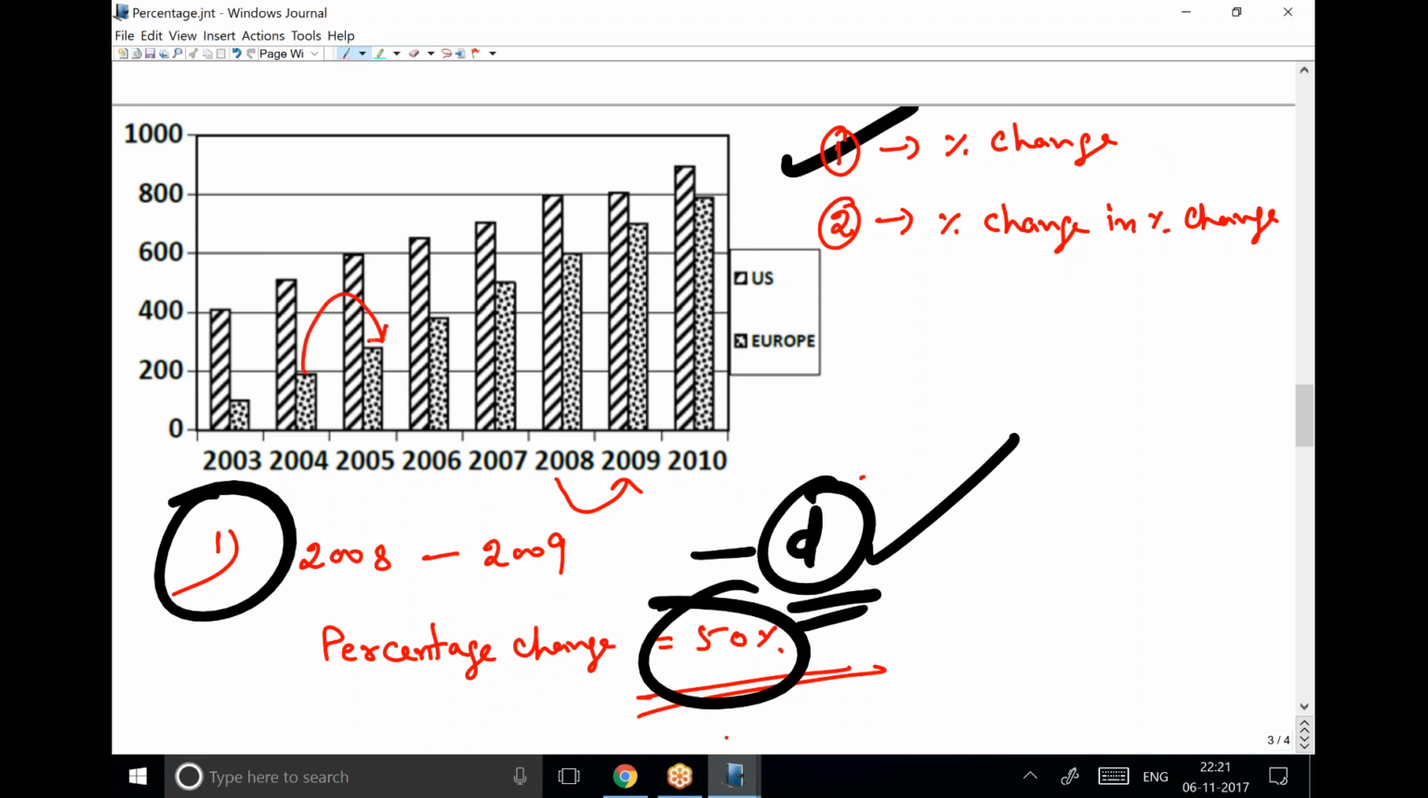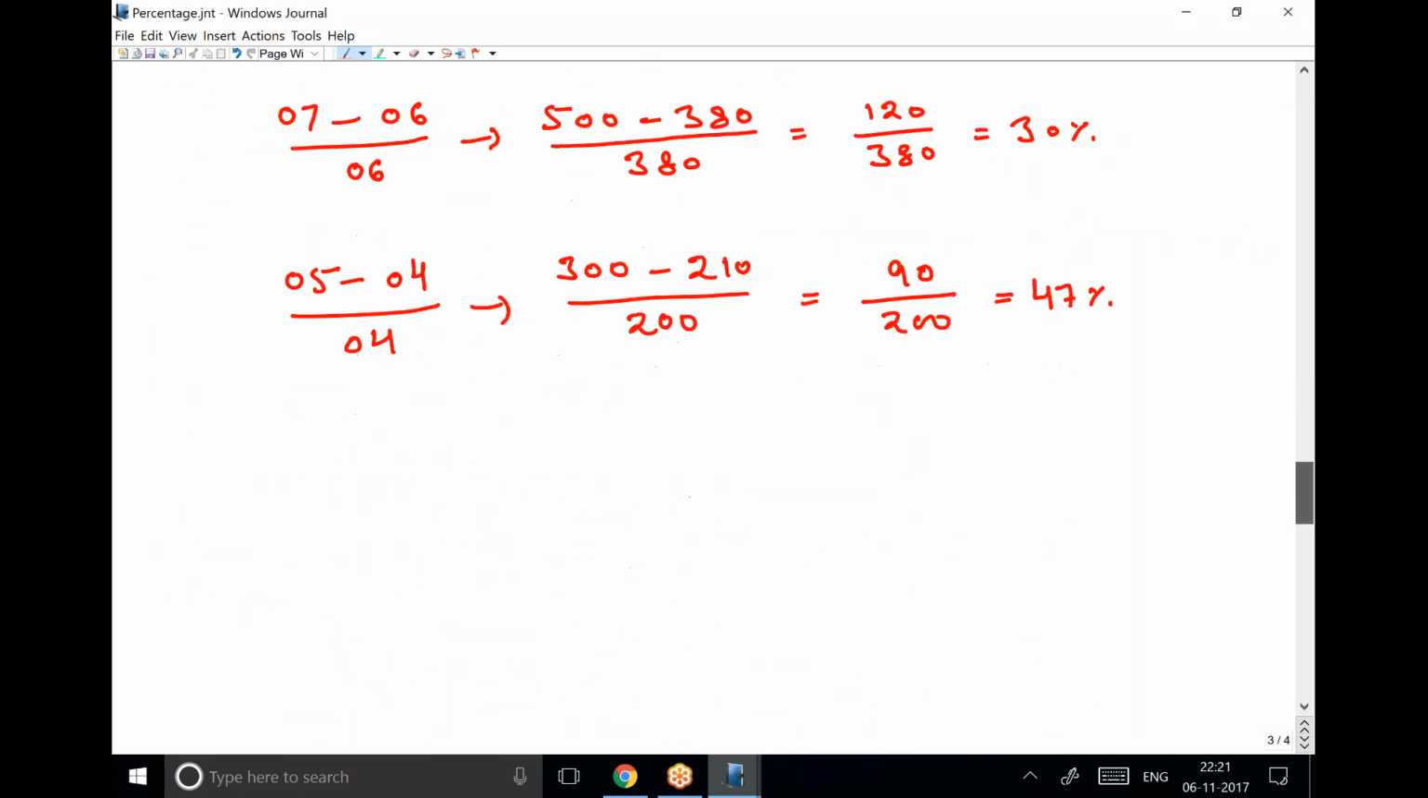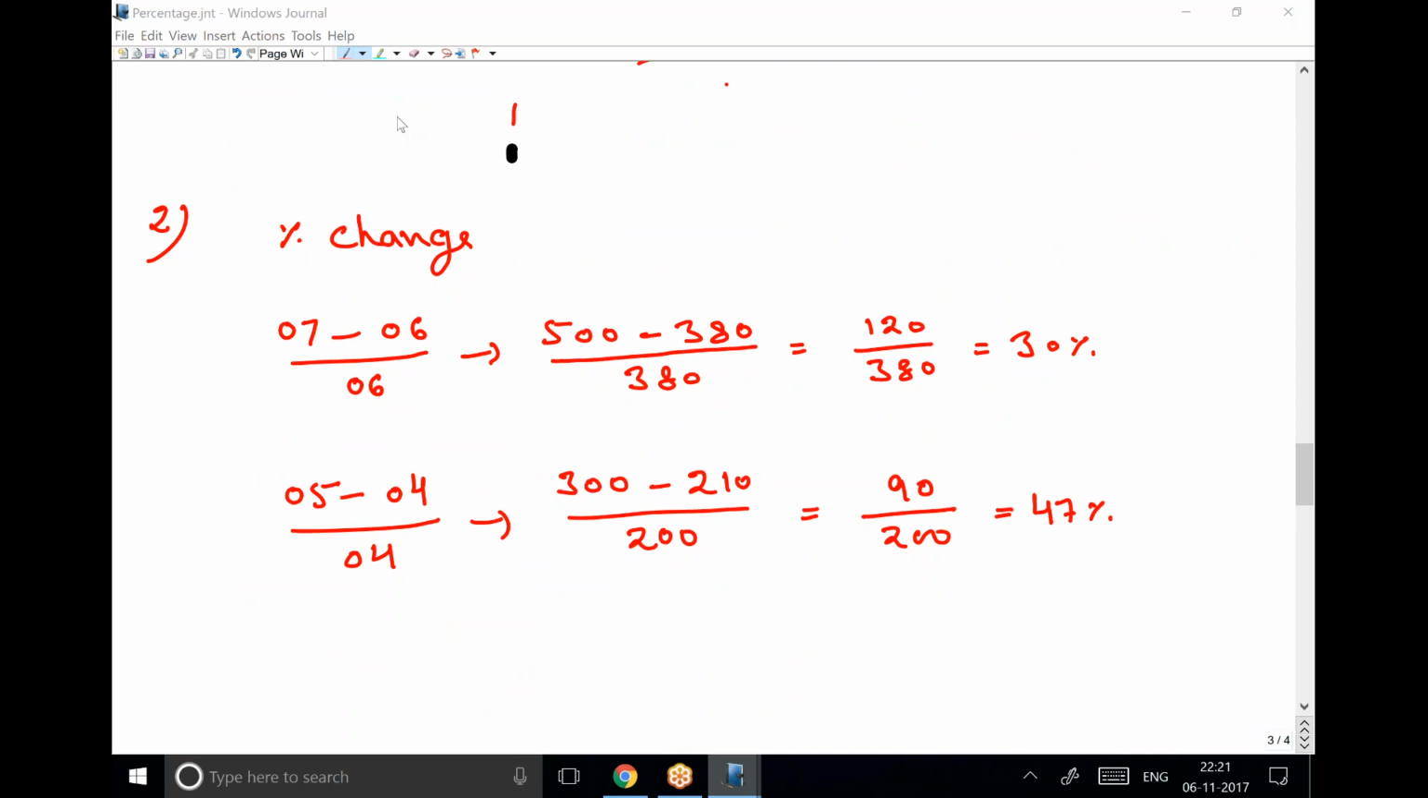In question number 2, they're looking for a percentage change over a percentage change. From 2004 to 5, it is an increase of 47%, and from 6 to 7, an increase of 30%. They're looking for the change over that. In the last sentence you can read the question: which of the following is the closest percentage change in the growth rate of 2007 relative to the growth rate of 2005. So the comparison is happening over 2005.